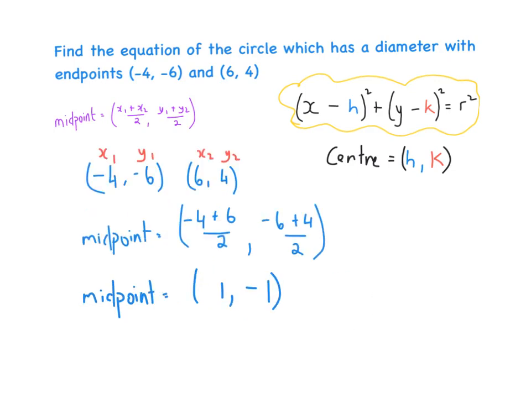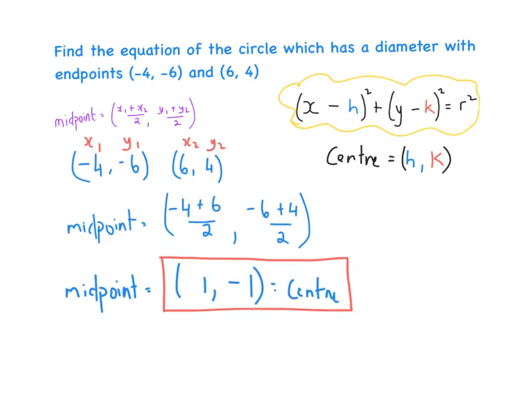So our midpoint then is 1 comma minus 1, because minus 4 plus 6 is 2 divided by 2 is 1. And likewise here, minus 6 plus 4 is minus 2 divided by 2 is minus 1. And so that is equal to our center. So that's the first bit. Now we need to work out, well, what else? So we have our center, so we can fill in h and k. Next thing we need to work out is our radius.